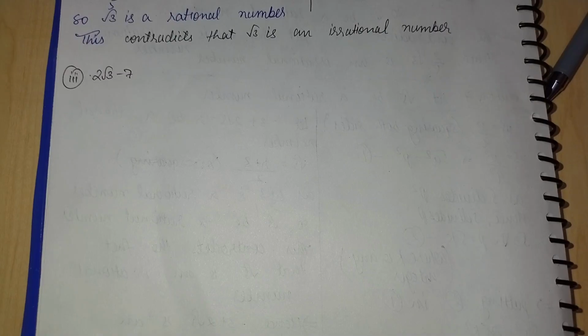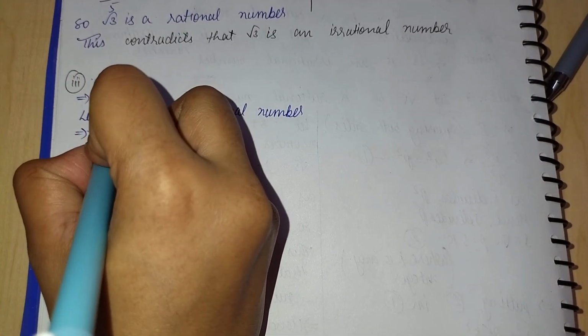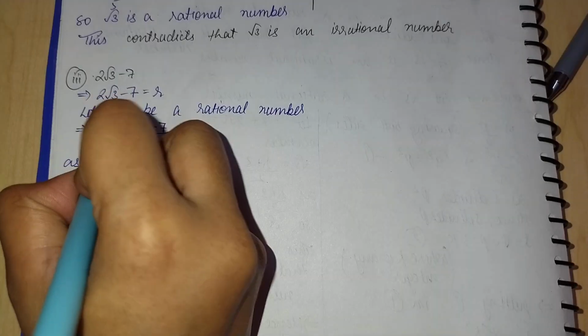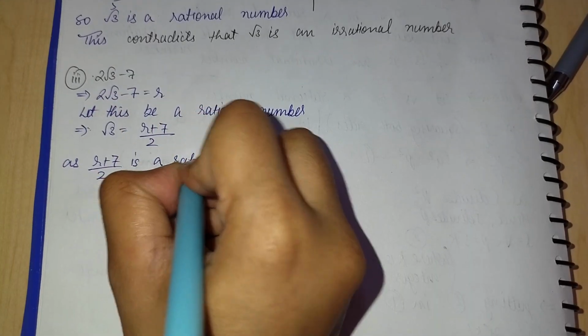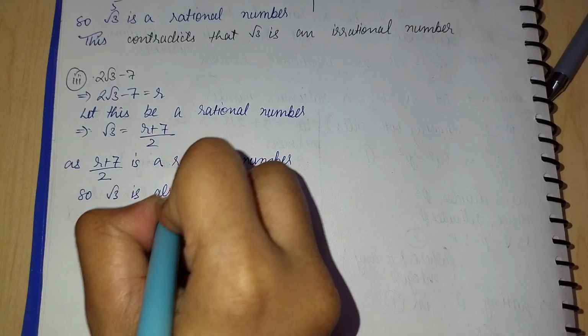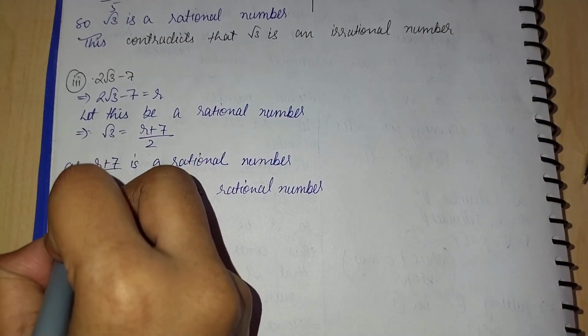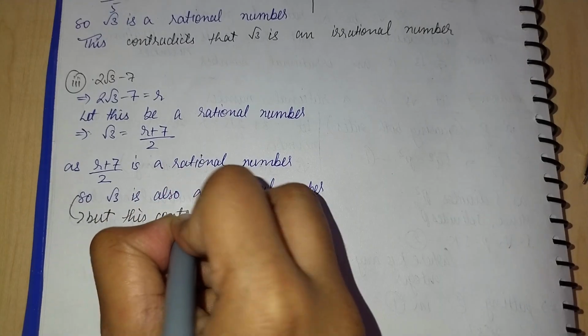Question number 8, third part is 2 under root 3 minus 7. So let 2 under root 3 minus 7 be a rational number. Applying the same as the previous question, we will get that 2 under root 3 minus 7 is an irrational number, to prove that under root 3 is an irrational number.